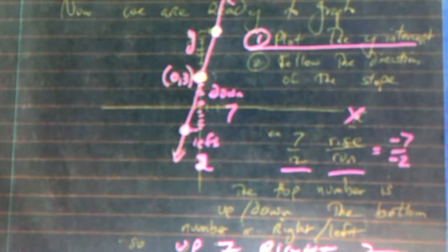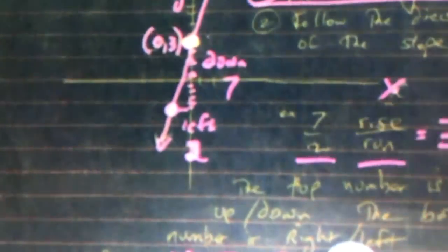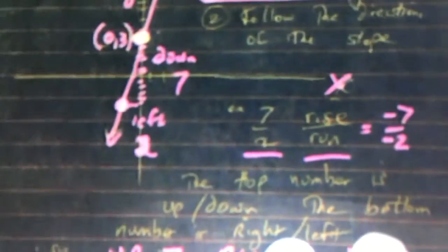Okay, we have questions. What's our first question? If it's 7 over 2, rise over run, then why is it negative 7 over negative 2? That's a great question, and I'm really glad you asked it. Yes, indeed, it is 7 over 2. There's no doubt it's 7 over 2. But 7 over 2 can actually equal negative 7 over negative 2, because a negative divided by a negative is a positive.